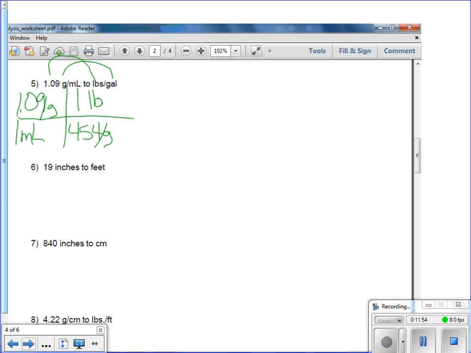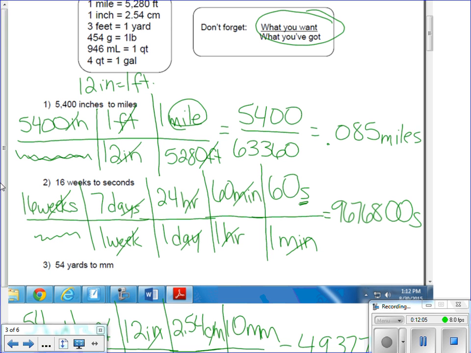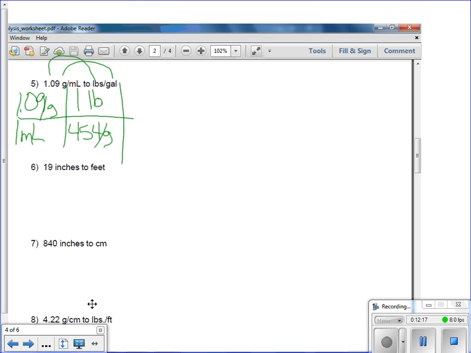Well, now I need to get my milliliters to gallons. So I'm just going to draw another box. I'm just going to keep going. So let me go back to my other one and see. I'm trying to get milliliters to gallons. I can get milliliters to quarts, and then quarts to gallons. So 946 milliliters in 1 quart, 4 quarts in 1 gallon. Perfect.